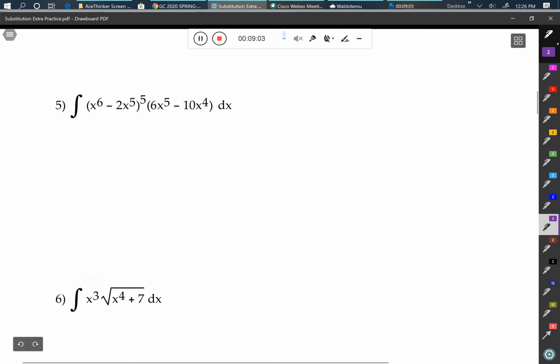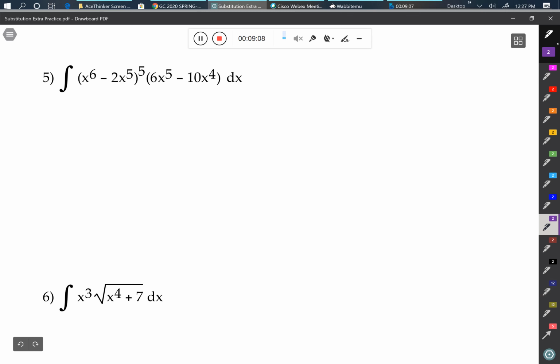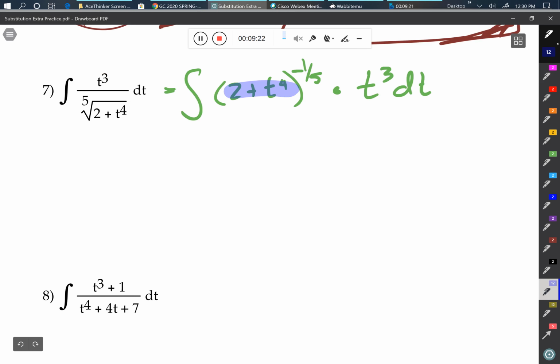Wait, you want to do more? Okay, here's another classic pattern to see. Do you see two things multiplied together? Do you see one of them as some junk raised to a power? A function raised to a power? The function is almost always u. Let's see if it works.